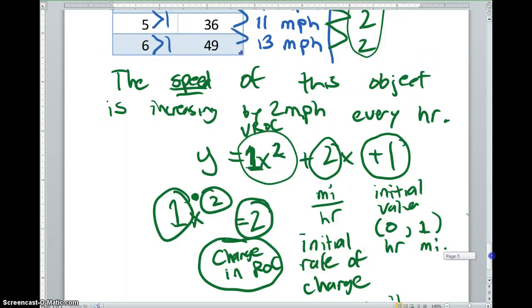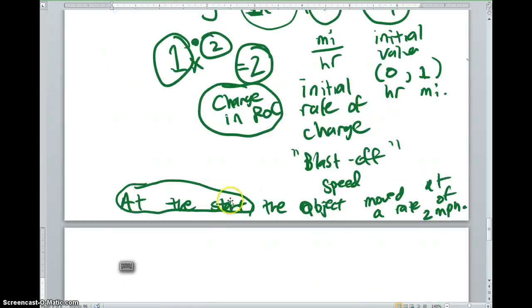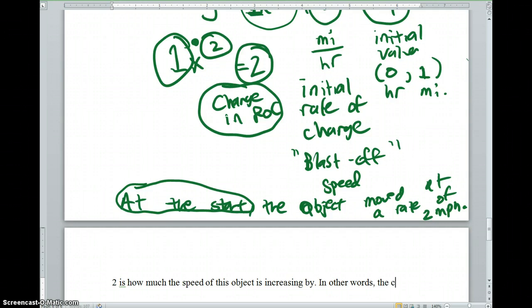So this tells me how much the speed of this object is increasing by. In other words, the object is gaining 2 miles per hour in speed every hour that passes.